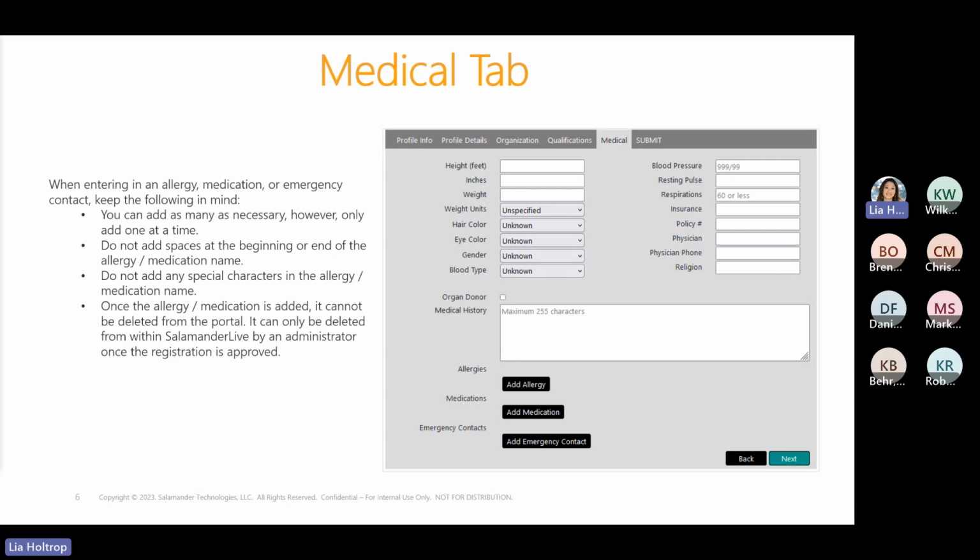And then another thing is that once the allergy or medication is added, it cannot be deleted from the portal. The deletion of any allergies and medications can only be done by an organization administrator through Salamander Live once the registration is approved. Okay, so be very careful about what you enter for allergies and medications. Make sure it's all spelled out correctly before you click that add button.